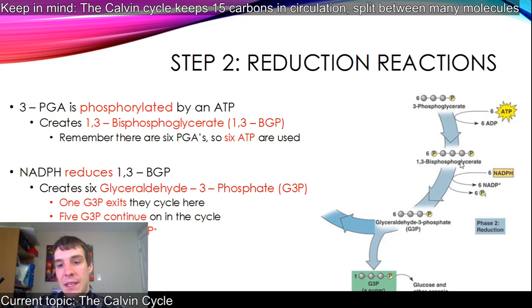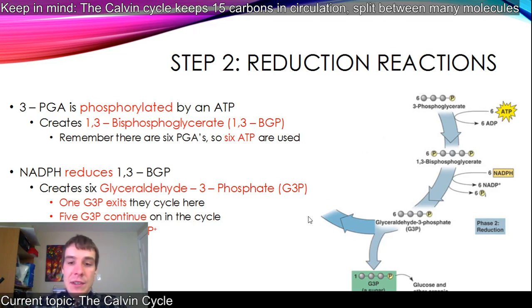The 6 of these then need to get some extra hydrogens, and they pull the hydrogens off of an NADPH. This also gives them some energy that turns them into G3P. Hey, G3P, that's what the cycle makes. But it makes 6, and it only pulls out 1 out of the 6, because if you remember up here, 15 of them are going to stay in circulation.